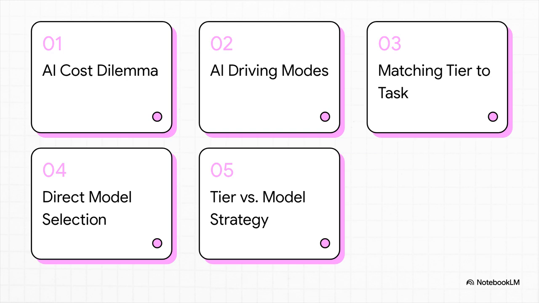All right, here's the game plan. We'll kick things off with the AI cost dilemma itself. Then I'll introduce a pretty cool analogy I like to call AI driving modes. From there, we'll get super practical, matching different tiers to different tasks, and we'll even look at how to take full manual control. And then we'll wrap it all up with a clear strategy on when to use which approach.